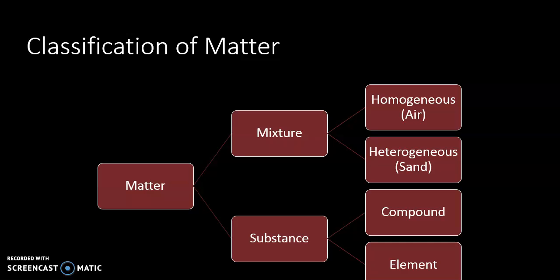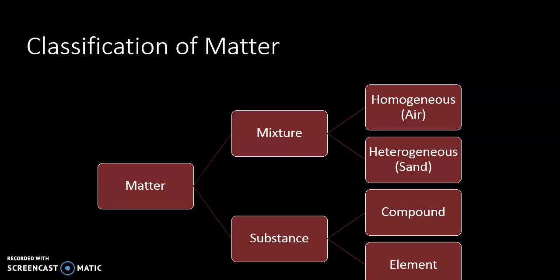A heterogeneous mixture would be something like sand. So you can tell when you look at sand that there are bits of gravel in there. There could be even bits of glass in the sand. And then there's a little bit of dirt. So a heterogeneous mixture is not completely mixed. It's not completely smooth. You can still tell what the different parts are. So matter can be a mixture, which is either homogeneous or heterogeneous.